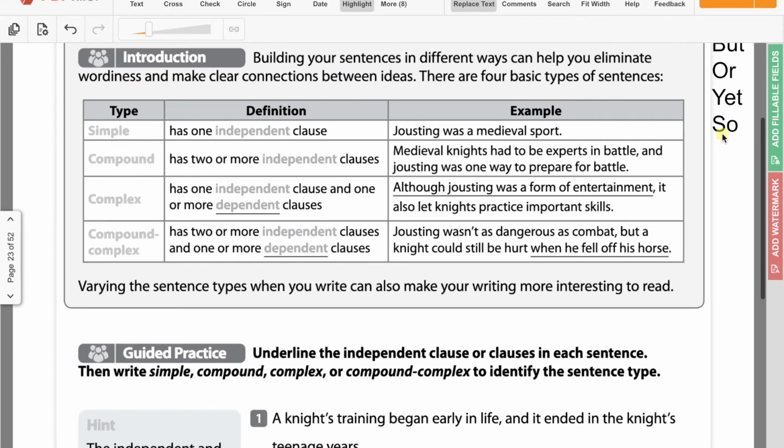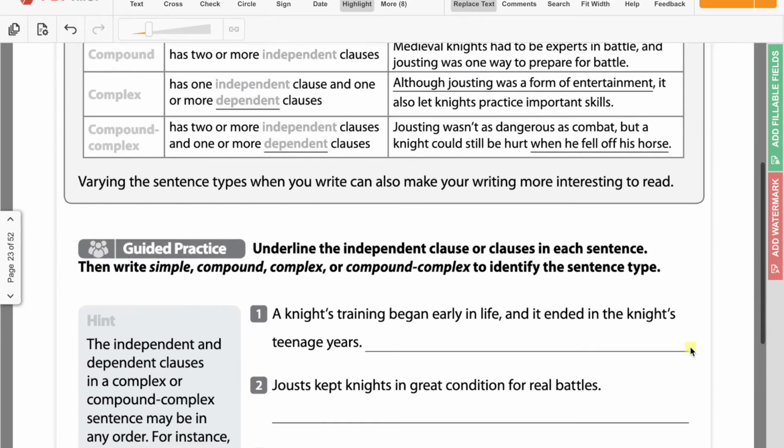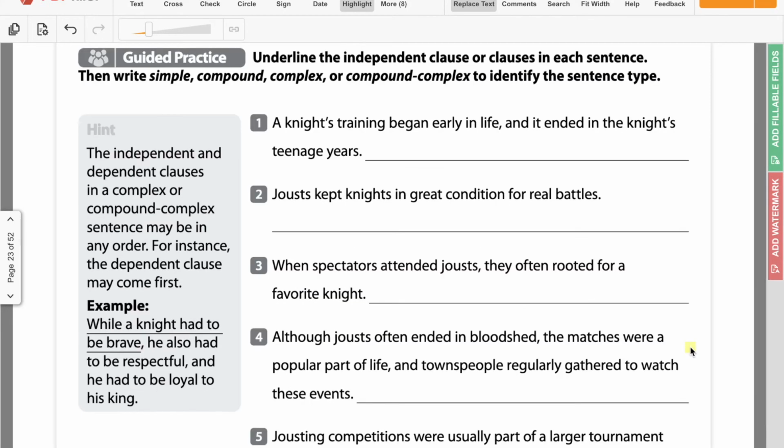When would there be more than one independent clause? Only in a compound complex sentence, right? So it says, hint, the independent and dependent clauses in a complex or compound complex sentence may be in any order. For instance, the dependent clause may come first. So it's just saying that the dependent or independent clause could be at the beginning or end. It's not indicative of where it's going to be. So it can be anywhere.